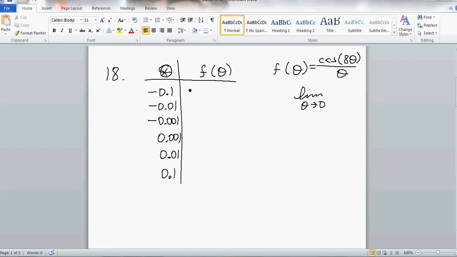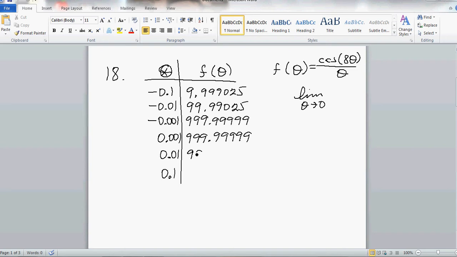So when I plugged it into this function here, I got 9.999025, 99.99025, 999.99999, 999.99999, 99.99025 and 9.99925.